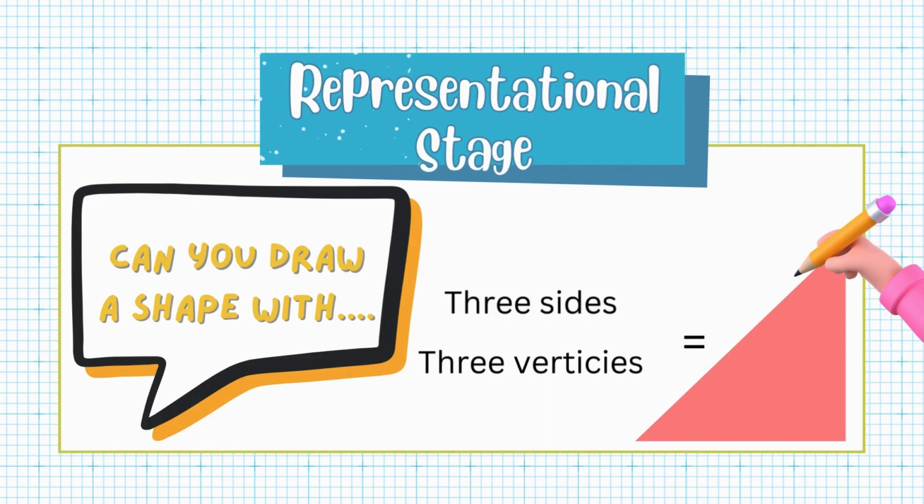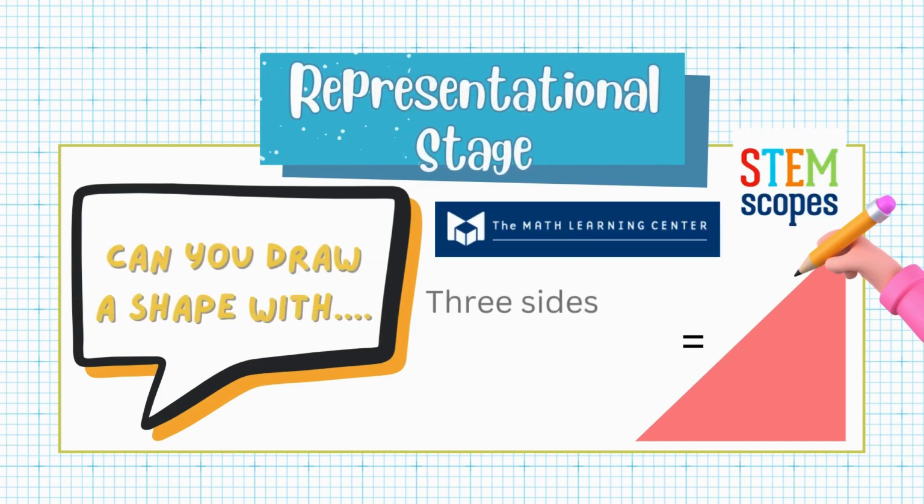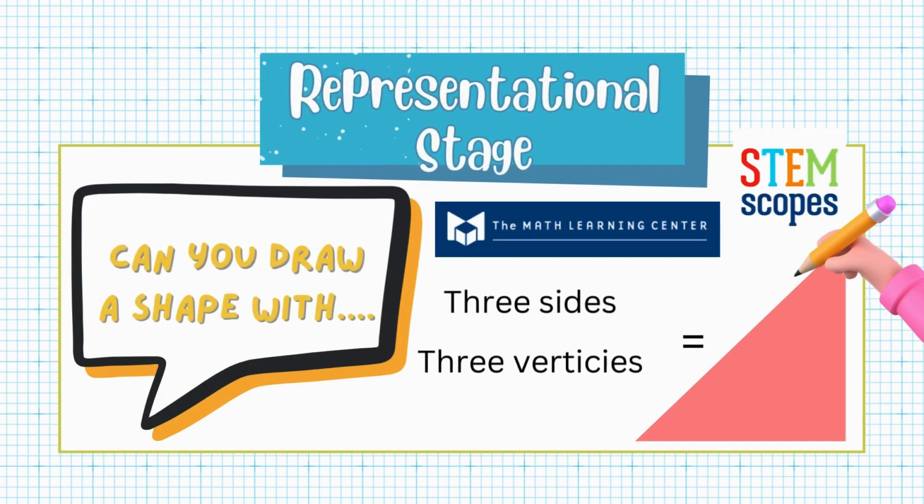Teachers can also instruct students to make or draw a shape with specific attributes. Students will draw shapes based on attributes given by the teacher or use an interactive geoboard online from the Math Learning Center or STEM Scopes.